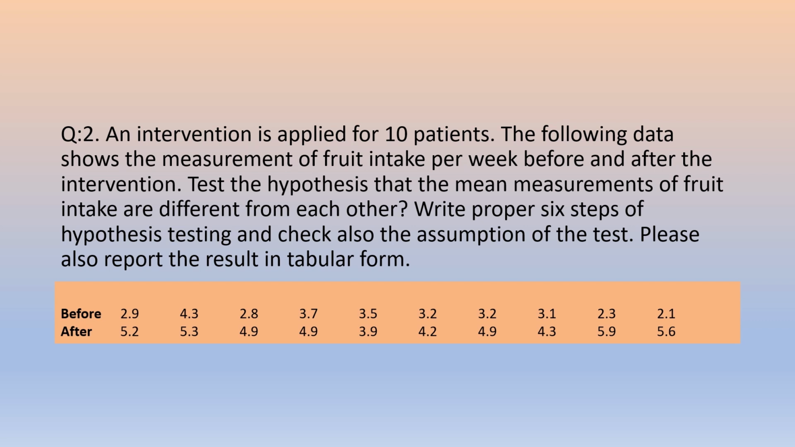Second example, question 2. An intervention is applied for 10 patients. The following data shows the measurement of fruit intake per week before and after the intervention. Test the hypothesis that the mean measurements of fruit intake are different from each other. Write the proper 6 steps of hypothesis testing and also check the assumption of the test. Please also report the results in tabular form. We have 10 observations before and after.